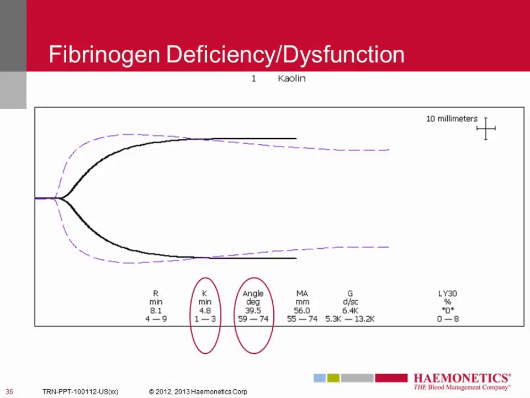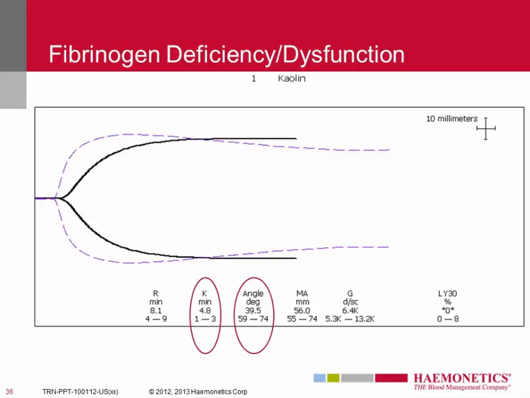Here we have a patient that has a normal R time. His K is longer than normal, and his angle is less than normal. His MA is normal, G, etc. So if this patient were bleeding, the appropriate intervention would be cryoprecipitate, something with a greater amount of fibrinogen in it.